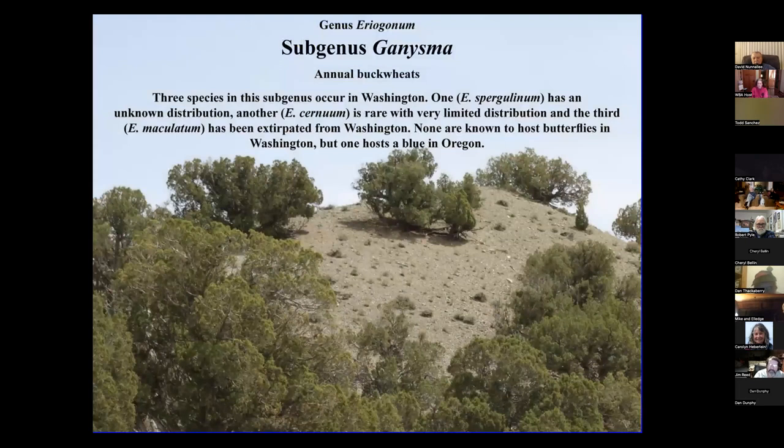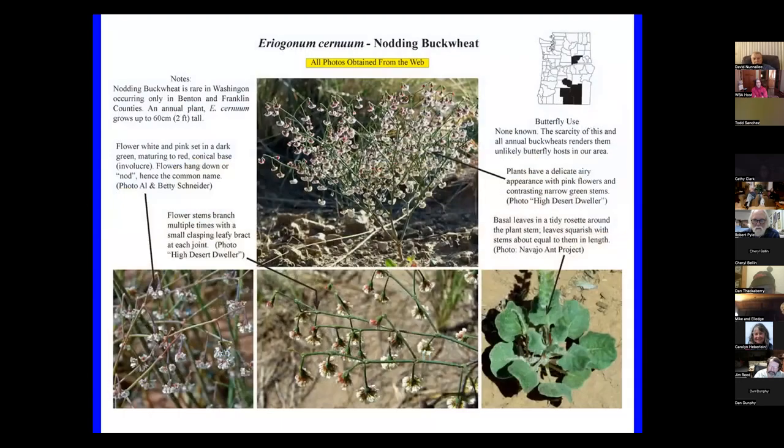I'll go quickly through this. We're getting into the annual buckwheats now. This is the subgenus Ganysma, and we have 3 species that occur or have occurred in Washington. Ganysma, when you get a close look at the plants, these are distinguished by having flowers that hang from the stems. They have pendulous flowers. And you can see that in the bottom picture here. See how the flowers hang down from the stems? That's typical of this subgenus.